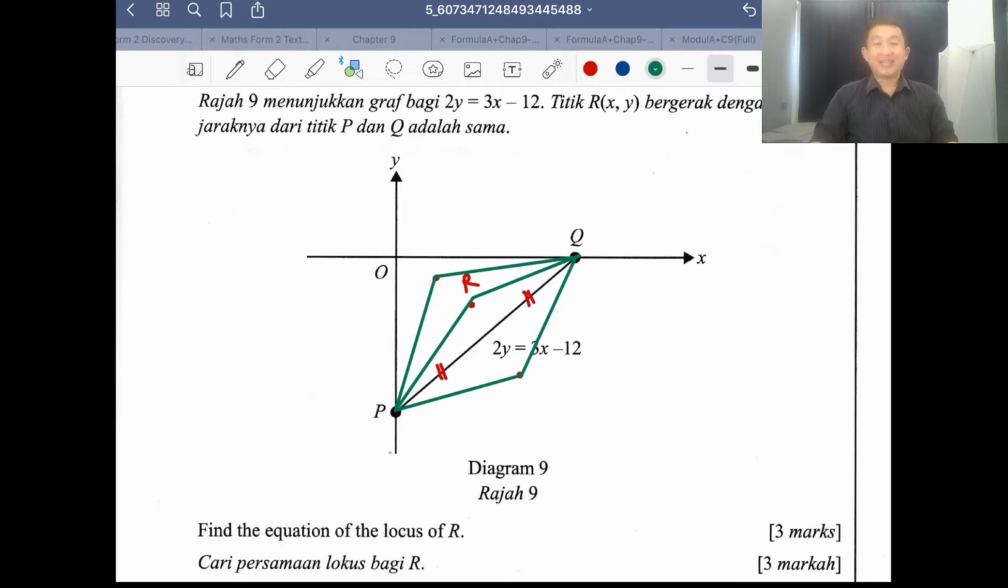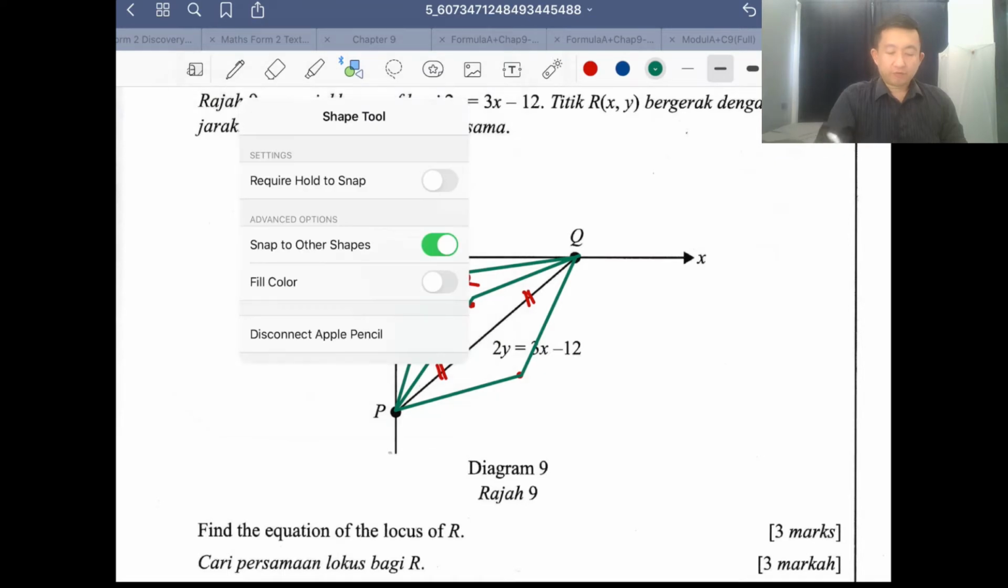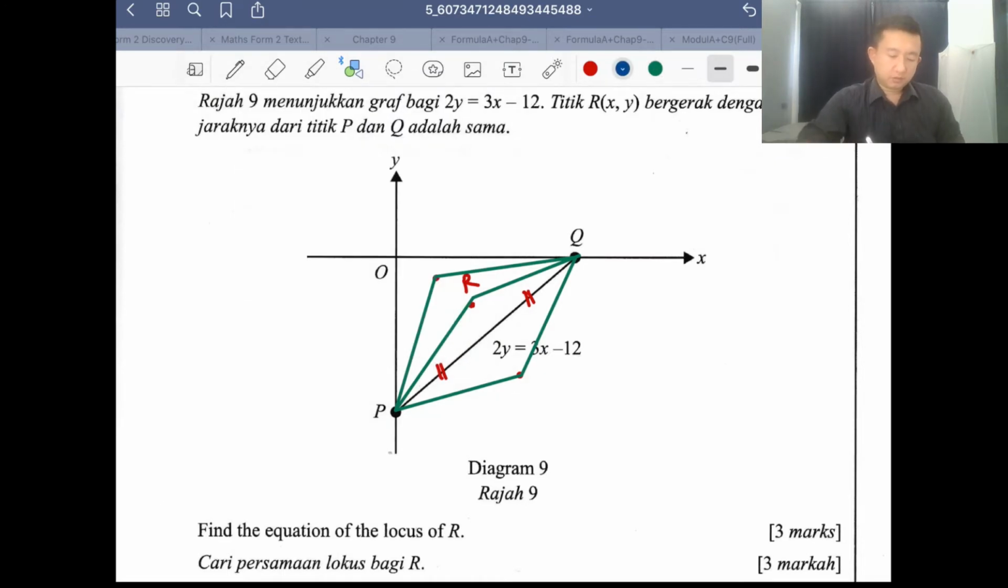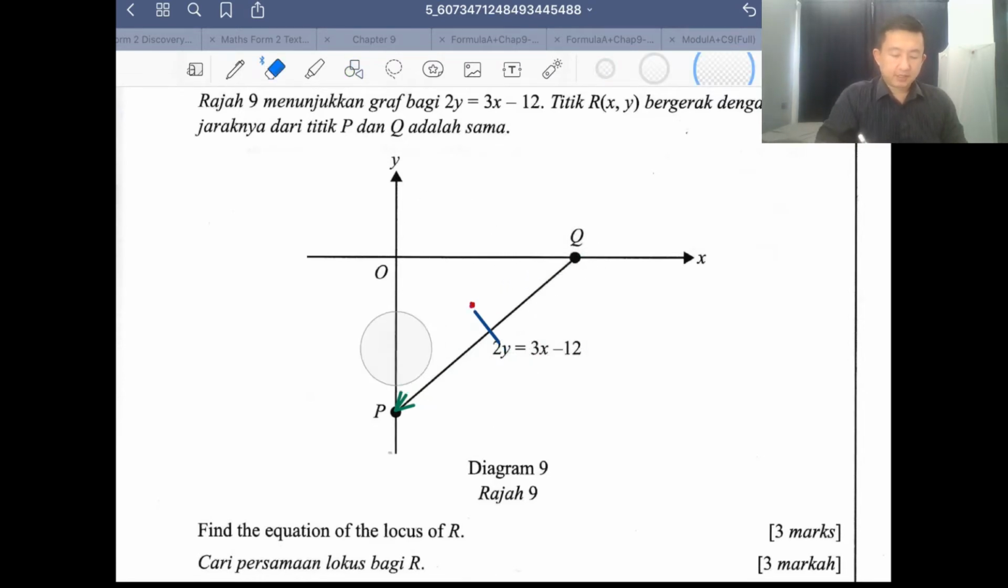So when you visualize this, all the possible results of R will eventually form a straight line. Am I right? And this straight line, if you can see it, is the perpendicular bisector of the line PQ. So you are looking for the locus of R always equidistant from P and Q, basically the perpendicular bisector of PQ. Two methods to sort this out.